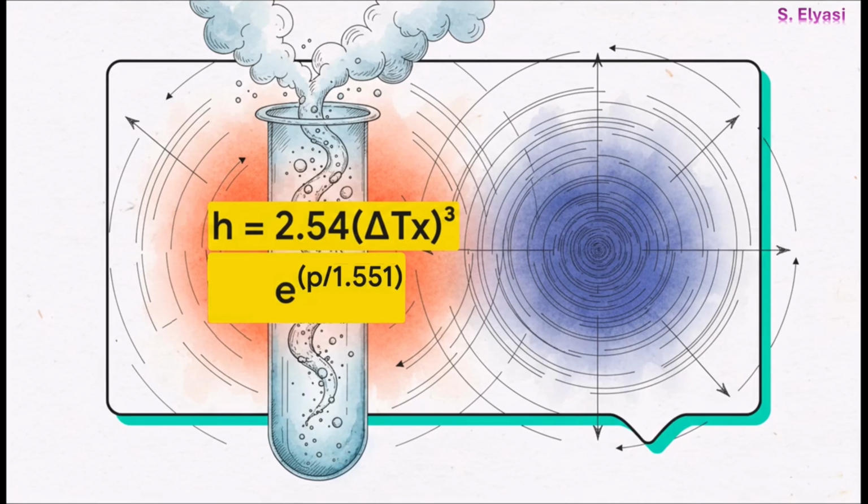All right, I know this one looks a little more intimidating, but the core ideas are exactly the same. This formula is specifically for water boiling as it flows up through a vertical pipe. Notice we still have our friend the delta Tx cubed term.